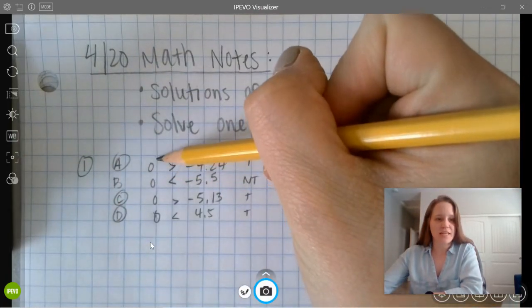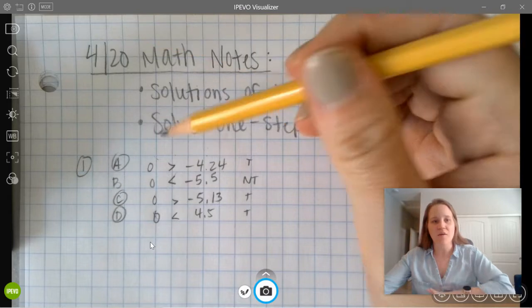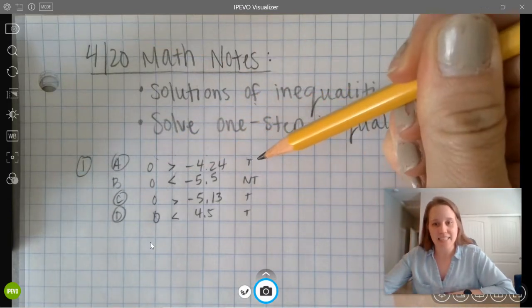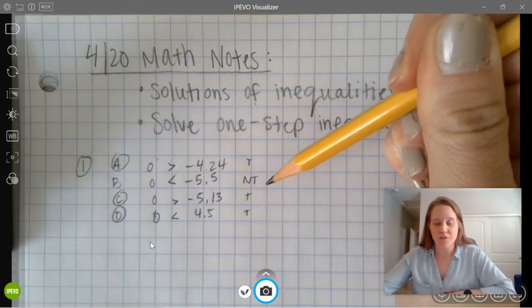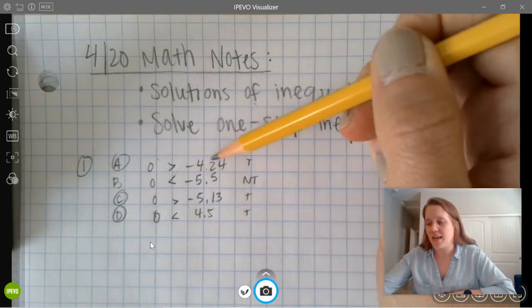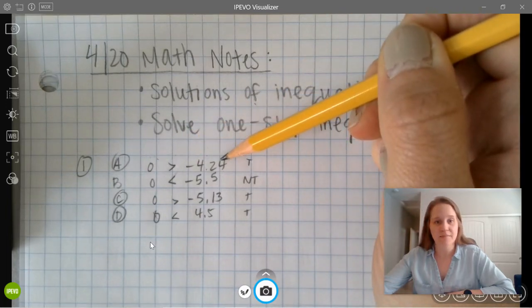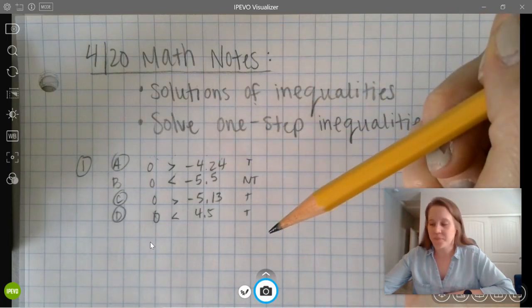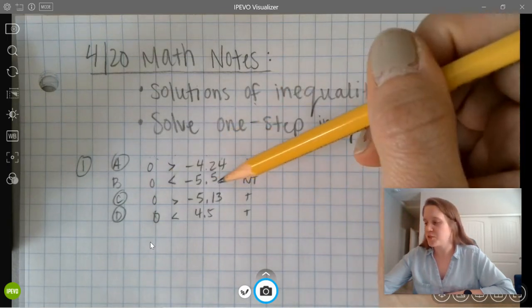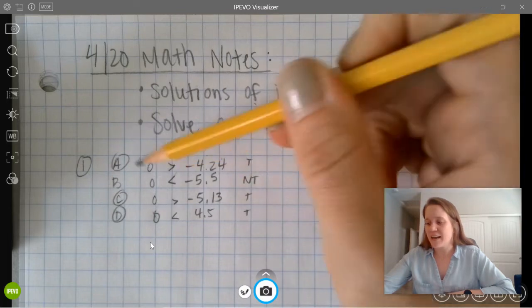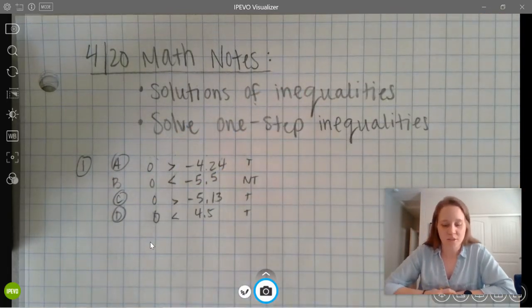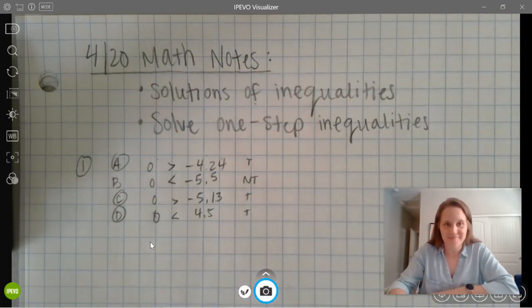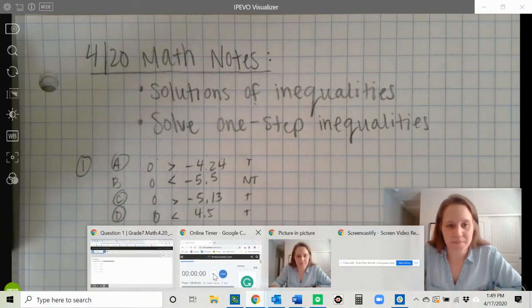I just substituted the value that it's asking about, 0, into the inequality and decided, is that a true statement or not true? So is 0 greater than negative 4 and 24/100? Absolutely, 0 is greater than any negative number. I did that same substitution process with B, C, and D, and I found that A, C, and D were true. Cool. Let's try another one.